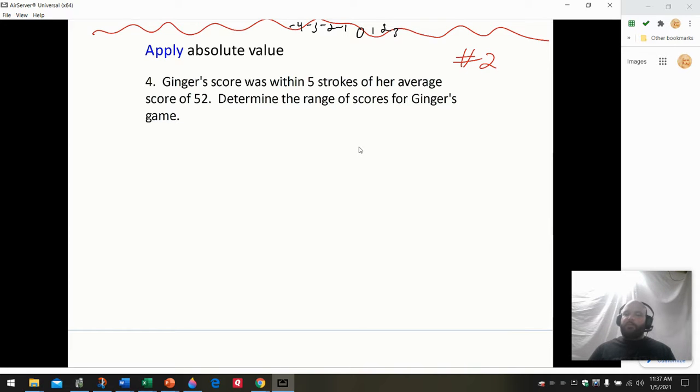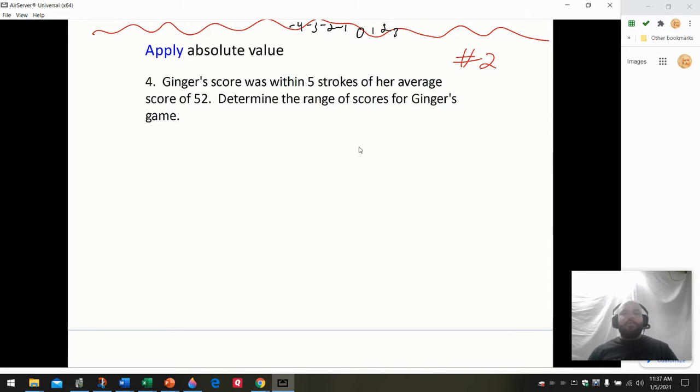And so as you can see for number 4, this is an example of that. We have a person named Ginger who is playing golf, and Ginger's score was within 5 strokes of her normal average score of 52. We want to determine the range of scores for her current game that she got.